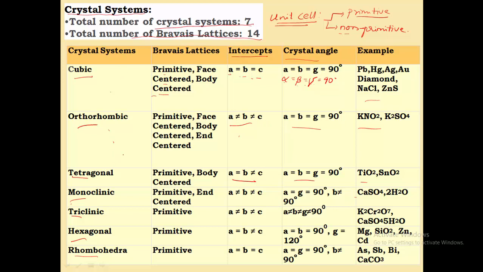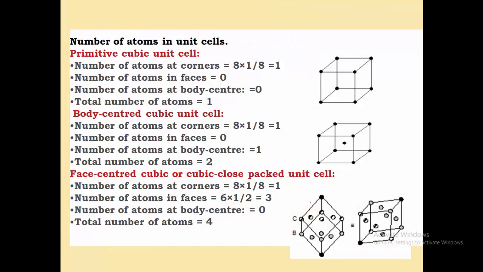The most symmetric crystal system among these 7 is cubic, because all the edge lengths are equal and all the angles are also equal. And the most unsymmetric one is triclinic crystal system, because all edge lengths are different and all angles are also different. Next, number of atoms in unit cells.